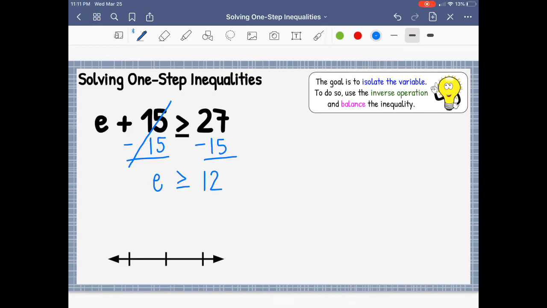It needs a closed circle at 12 because 12 is included. To the left of 12 is 11, to the right of 12 is 13. If we want all values that are greater than or equal to 12, our arrow should go to the right. So any value that's 12 or greater than 12 will make this inequality true. Let's do another one.